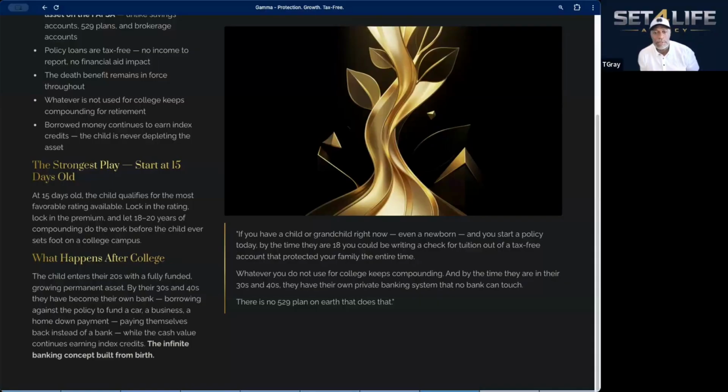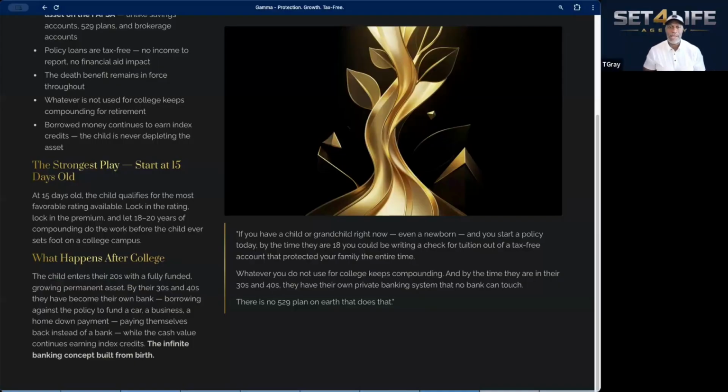Here's what she does. You take tax-free loans from the IUL to pay the student loan. No money out of pocket now. And here's the other thing. It's creating phenomenal credit for that child. But here's the cool thing.